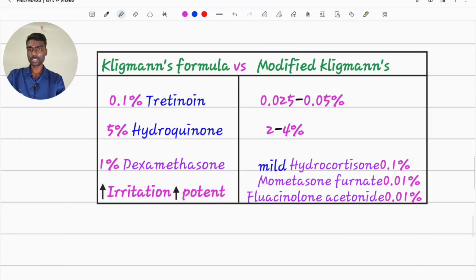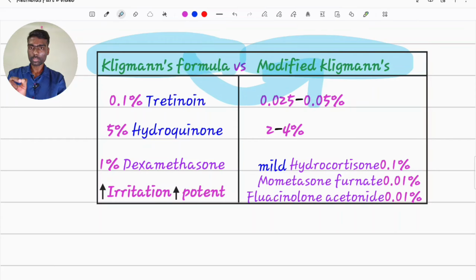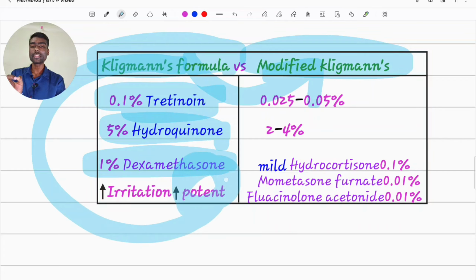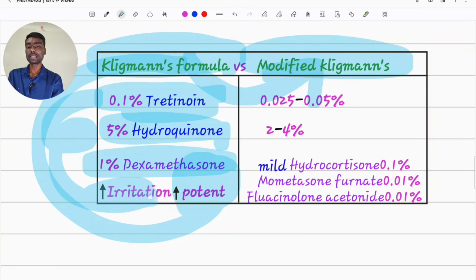We'll know a little bit about Kligman's formula and modified Kligman's formula. Why have they modified this formula? The original Kligman formula contains retinoid 0.1%, hydroquinone 5%, dexamethasone 1%. Dexamethasone is a potent steroid, so this formula will have increased potency. Retinoid 0.1% will lead to increased irritation of the skin.